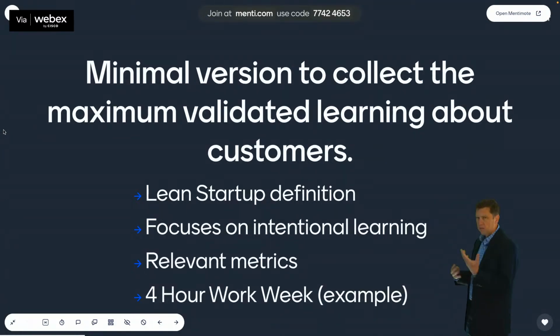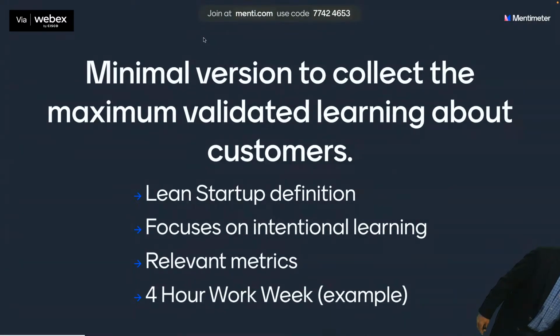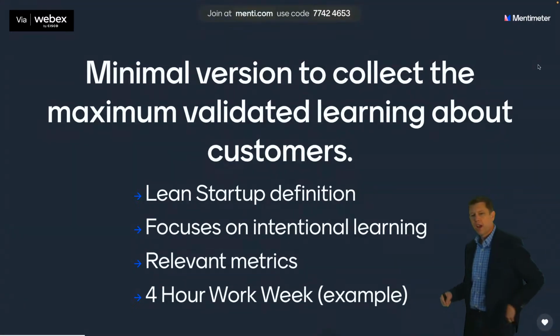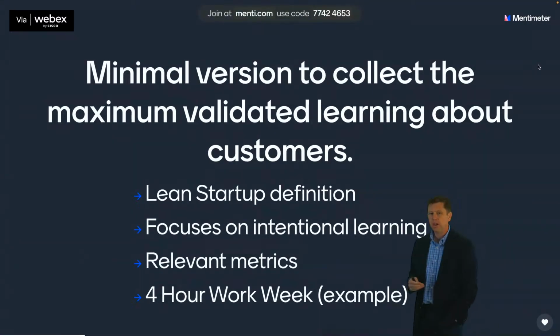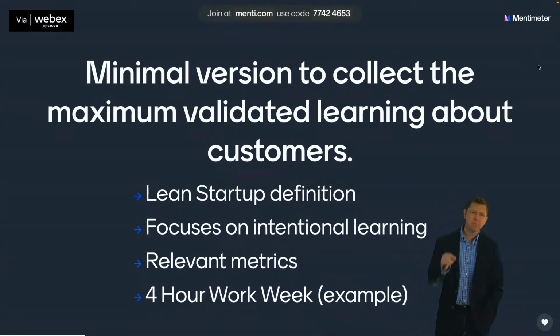An example of this, there's a book by Tim Ferriss called The 4-Hour Workweek that was a bestseller, did very, very well. When he was trying to come up with the title of his book, he was asking himself, what's the minimal thing I need to do to collect the maximum validated learning about customers?